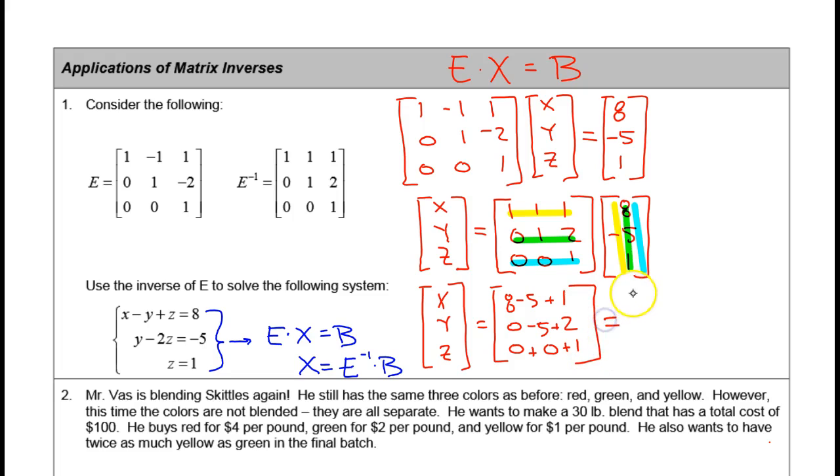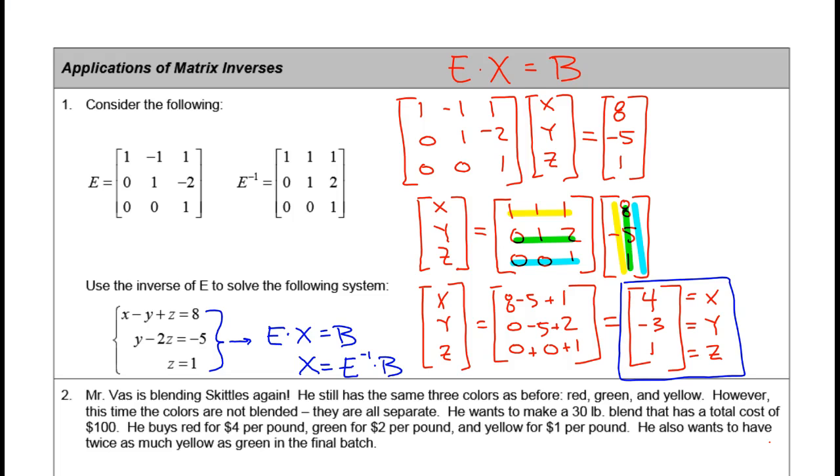Let's go ahead and simplify these values. I have 4 for 8 minus 5 plus 1. 0 minus 5 plus 2 is negative 3. And 0 plus 0 plus 1 is 1. And what do these values represent? 4 is x, negative 3 is y, and 1 is z. Fascinating, folks. Give yourself a little pat on the back. You just did your first application of a matrix inverse.